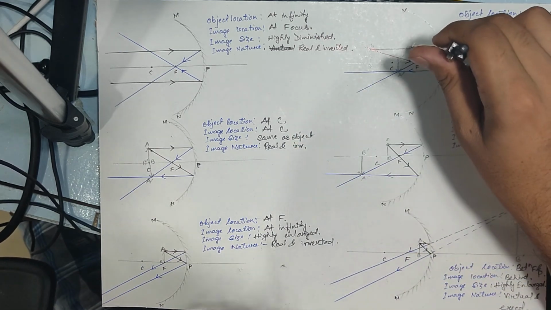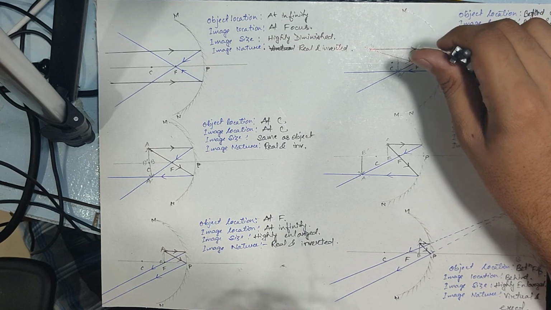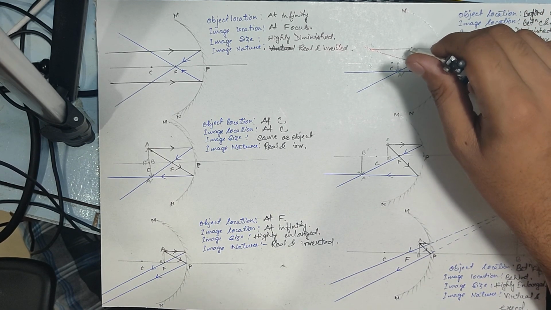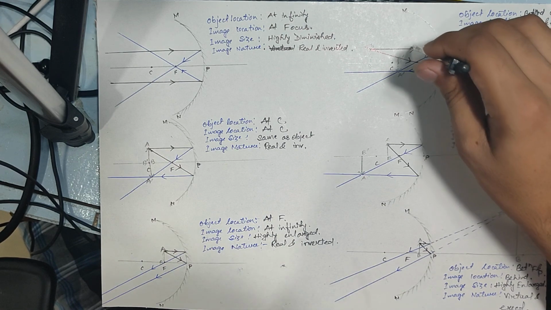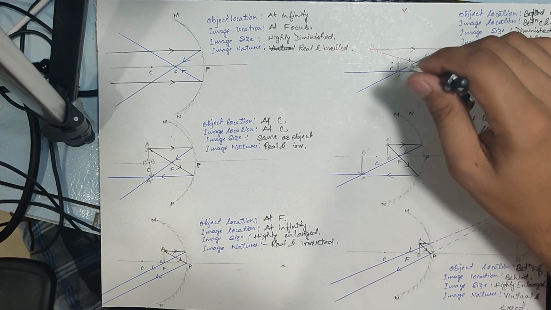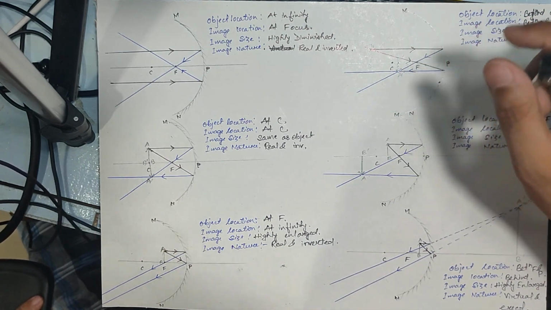One more important thing: you always need to give these arrows. Without these arrows, your diagrams will not be correct, because the arrow shows whether it is an incident ray or a reflected ray. Okay, so I hope you understood.